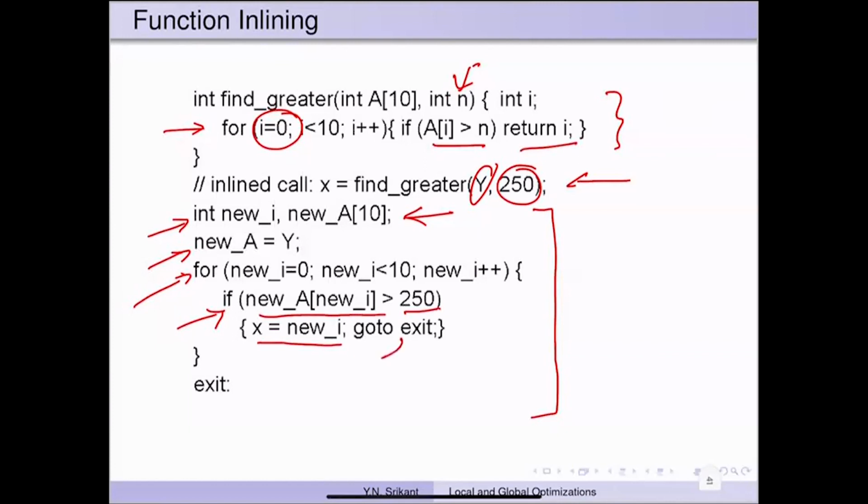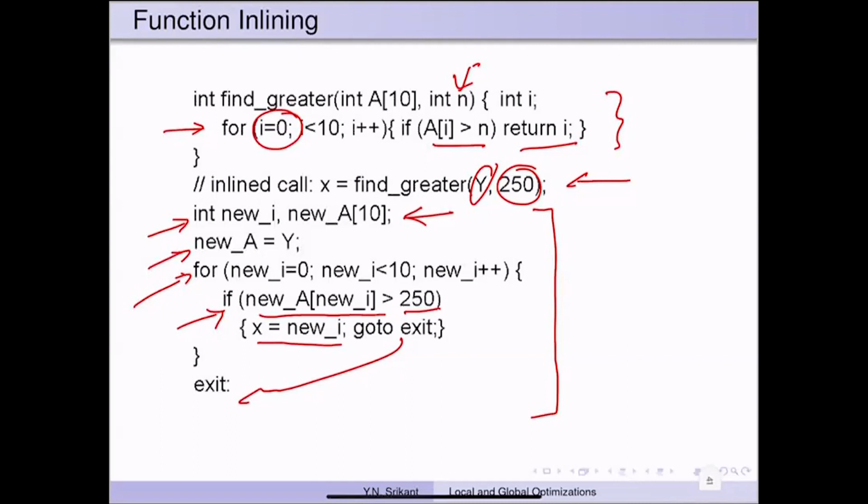And then we go to the exit if that happens. So there is a very systematic rewriting of the function body with the new variables, appropriately written with different conventions, and this is function inlining. Obviously, function inlining can work only if the function is not recursive. If the function is recursive, how many times would you unroll the function, right? That's a question which cannot be answered very easily.